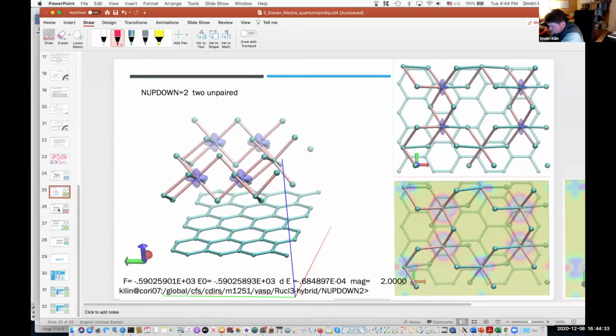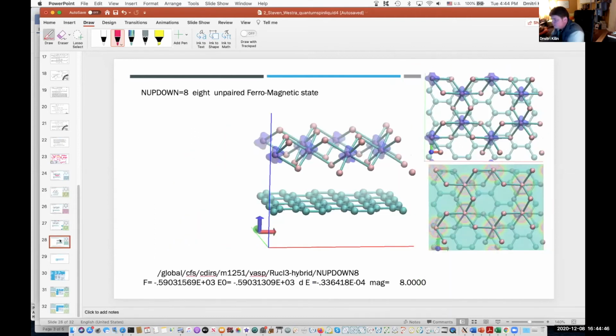This is maybe not matching expectations. Let me go to spin. Yes, antiferromagnetic. So in this simulation cell, there are total 8 ruthenia, and if one mandates the n up down equal 8, which means that all spins at all ruthenium ions are oriented collinearly. And one may want to compare total energy under this constraint and total energy when they are all alternating.